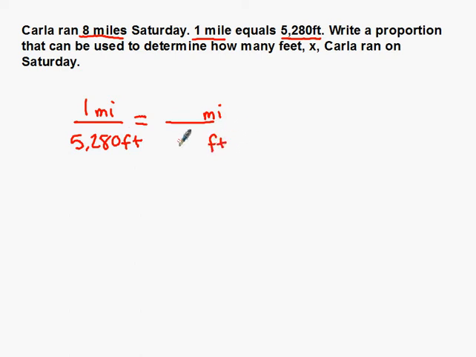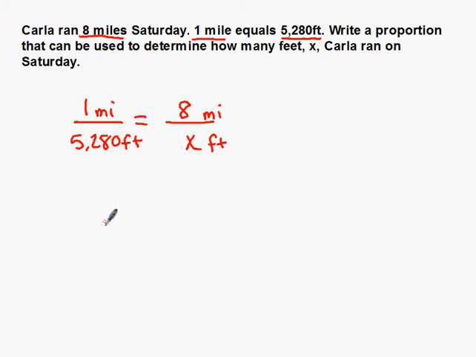So what other information was provided? Well, we have 8 miles was the amount she ran. And we're trying to figure out how many feet that's equivalent to. So there is one proportion we could have used to find X, or to set up to find what the value of X is.